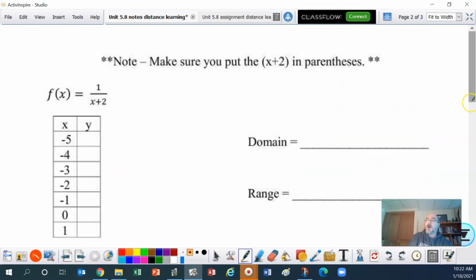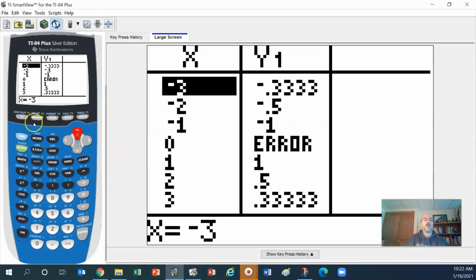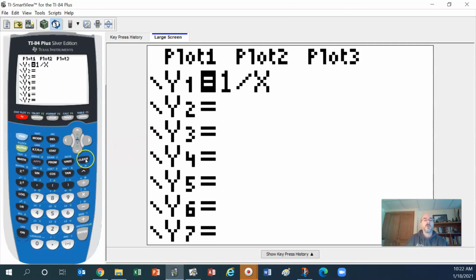So in this problem, it says 1 over x plus 2. Oh, we got an x plus 2 in the denominator. And it says right here that we need to make sure we put parentheses around the x plus 2. All right, so here we go. Let's go to the calculator and let's go here. And I'm just going to start over. So I'm going to go 1 divided by parentheses x plus 2.